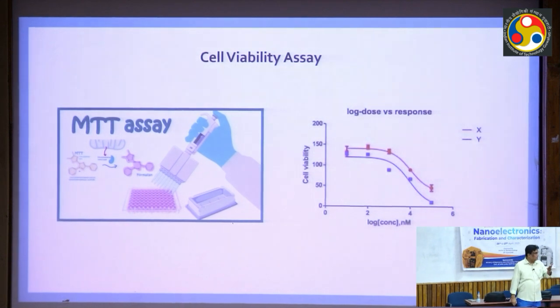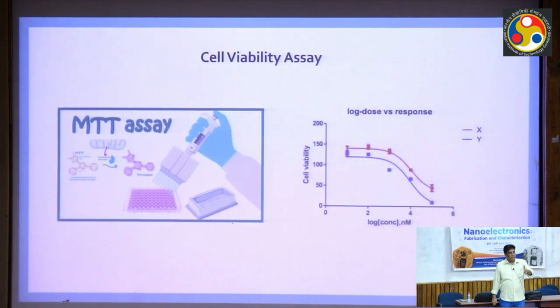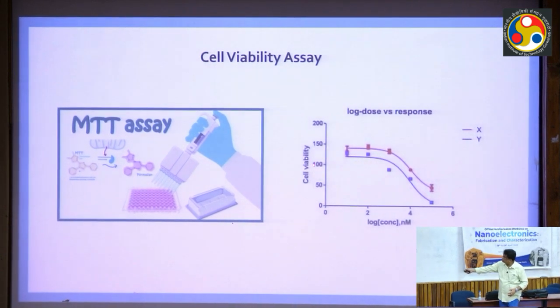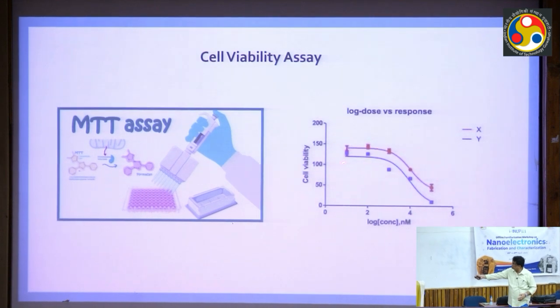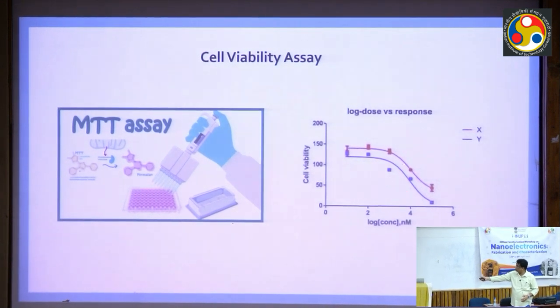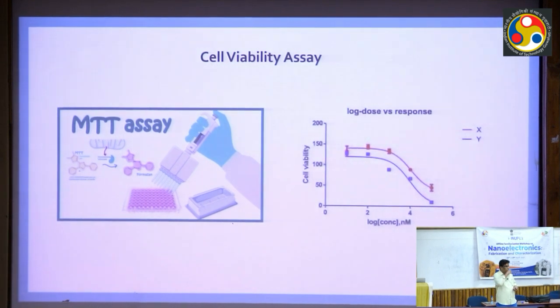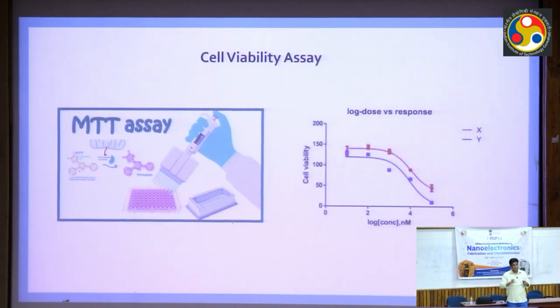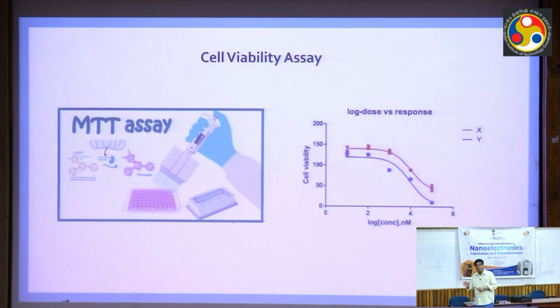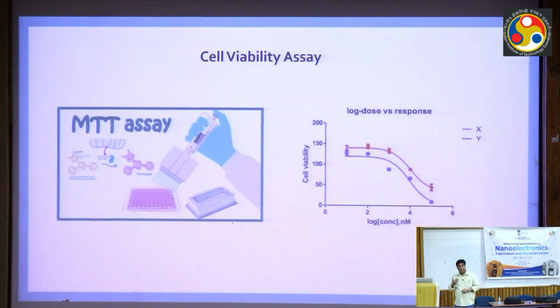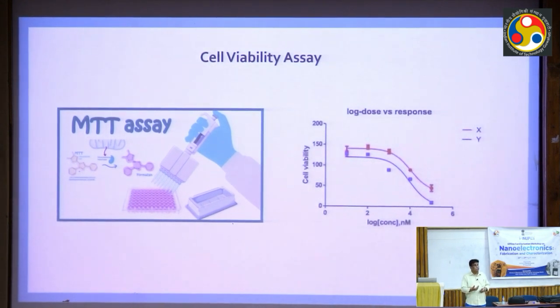So the index of the color. The more the depth of the color, the more cells are dying. So you can get a concentration versus the cell viability index like this. The cells after some time will die and you get a value called the IC50 value, where half of the cells are dying. Very standard assay, very useful assay, which is a colorimetric based assay and ELISA based assay. But the same index can also be found by the confocal microscope in a different format, in an image mode format.